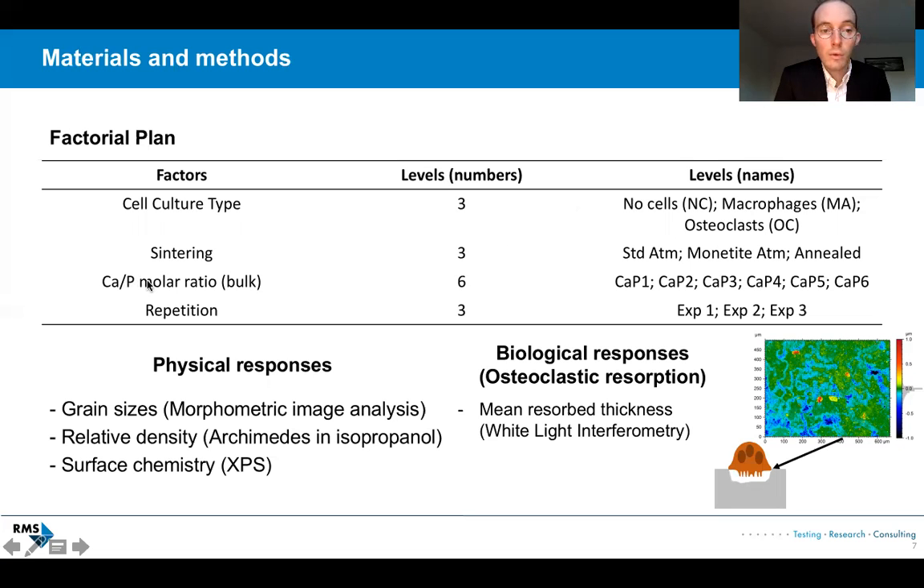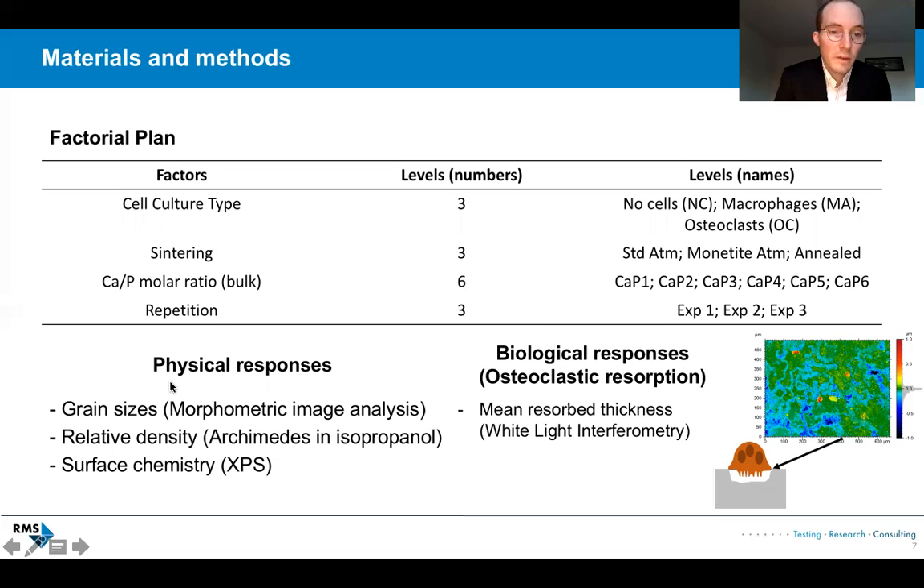For the bulk calcium over phosphate molar ratio, we have 6 different levels, so 6 different batches with 6 different calcium over phosphate molar ratios, close to 1.5. And finally, we performed 3 repetitions for all these measurements.